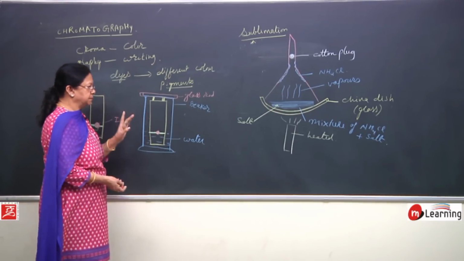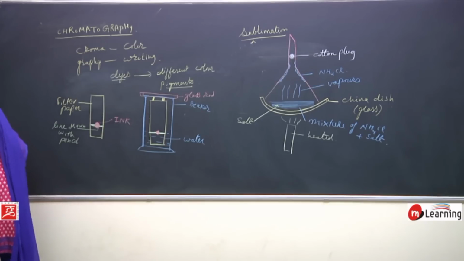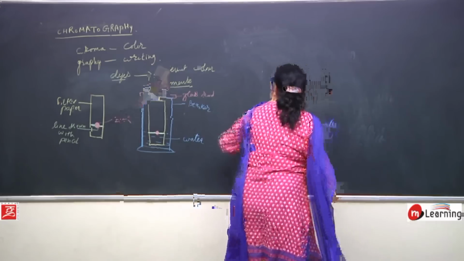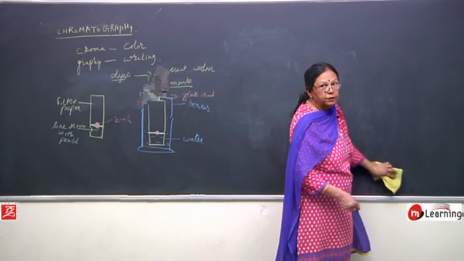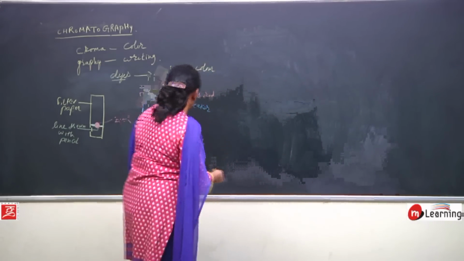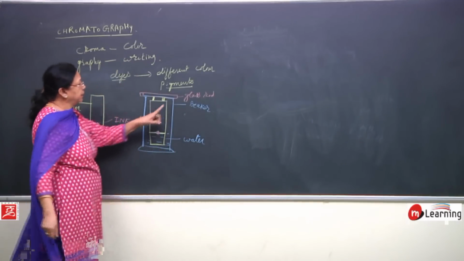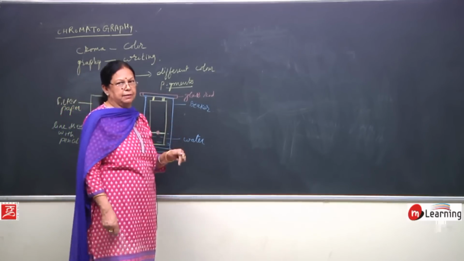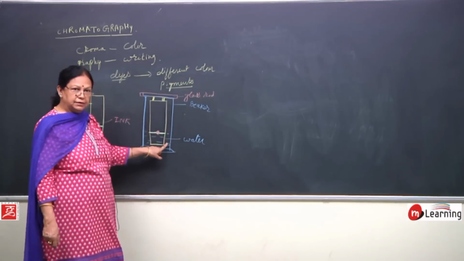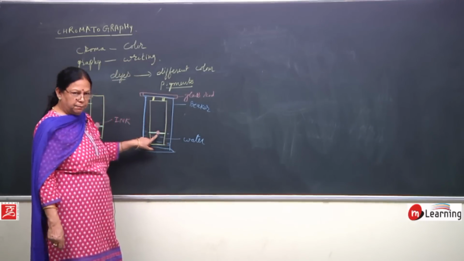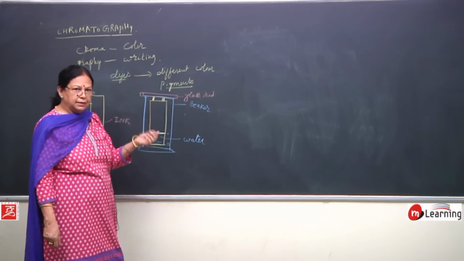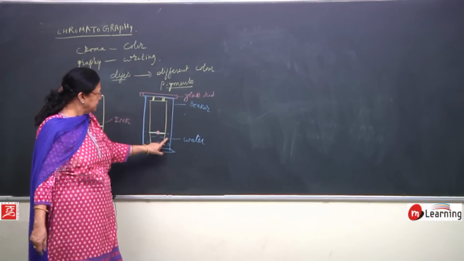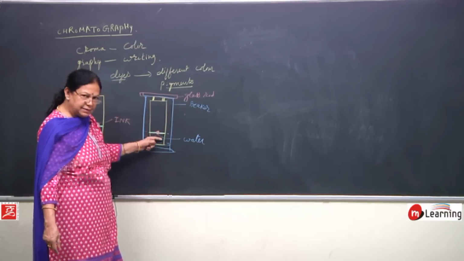Now, what is the principle? On what basis or what is the theory of this process? How can you separate different components of dye by the process of chromatography, children? What is the theory? What is the principle? The different pigments of the dye have different solubilities in the same solvent. In the same solvent means water is the solvent here, and this drop of ink has different pigments, different colors, right.